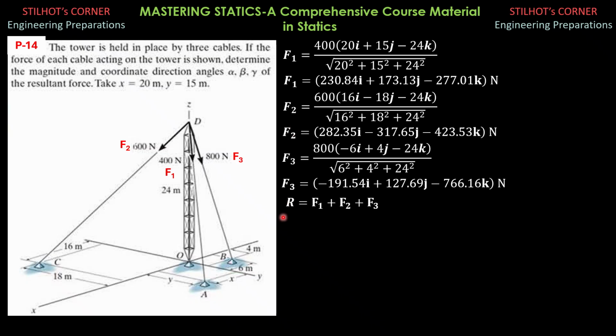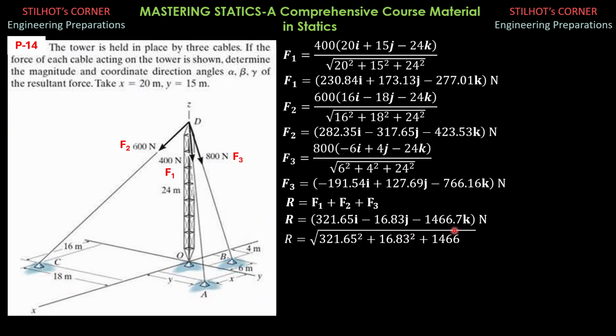Then adding like terms, it will be 230.84i plus 282.35i minus 191.54i, then j combined, then k combined. So R is equal to 321.65i minus 16.83j minus 1466.7k. So the magnitude of R is square root of 321.65 square plus 16.83 square plus 1466.7 square. Solving for R, its magnitude is 1502 newtons.